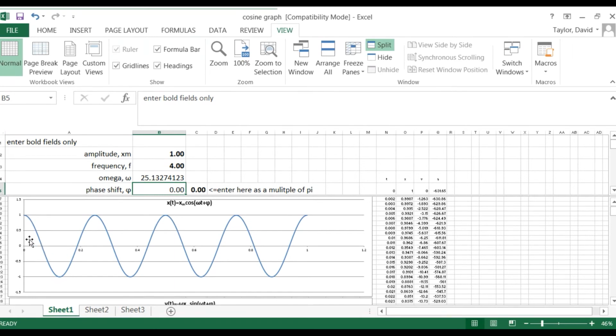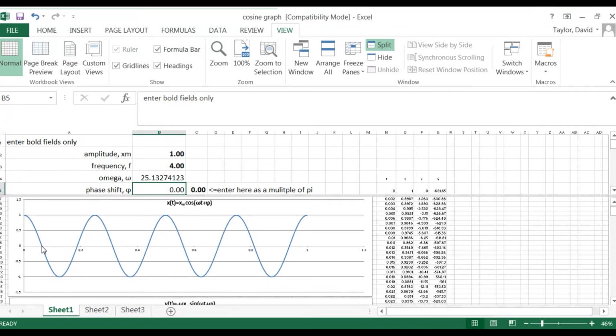And so what fraction of a full cycle is that, right? One full cycle is 2 pi radians. So if I wanted to shift it to here, that's 1/4 of 2 pi, right? So that's pi over 2. So if I shift my starting point to here, that's a phase shift of pi over 2.